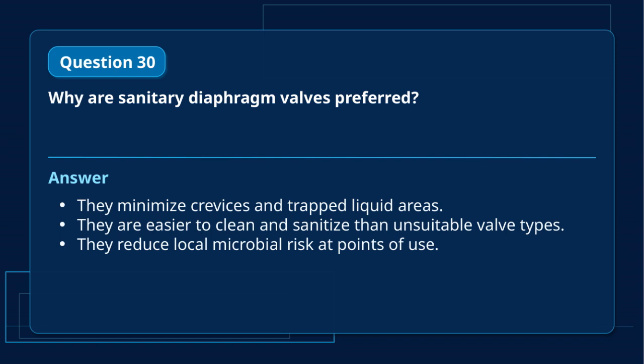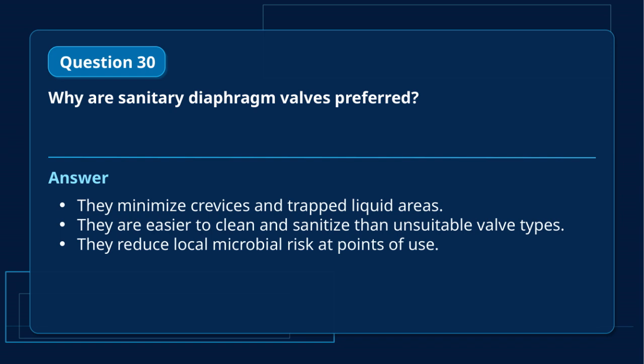By reducing these problem spots, diaphragm valves help maintain a higher level of cleanliness. They're also much easier to clean and sanitize compared to other valve types that don't have this design. This makes them especially valuable in industries where hygiene is critical, like food, pharmaceuticals, and biotechnology. Ultimately, these valves significantly reduce the risk of microbial contamination right at the points where the fluid is used, ensuring product safety and integrity.